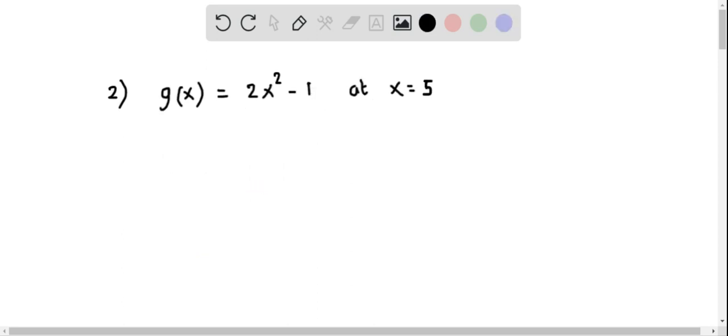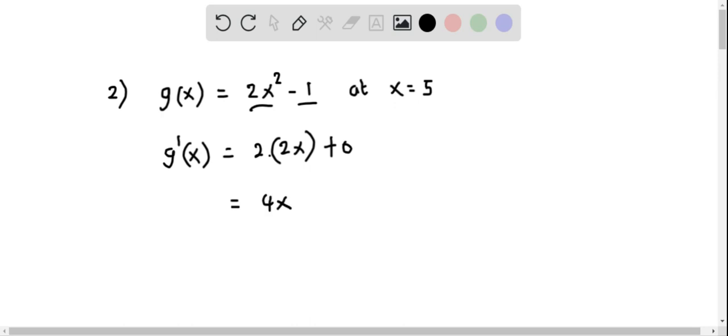Now let's do question 2. Here we find the derivative of g of x at x equal to 5. So we find the derivative of g of x, written as g prime of x, and this equals, we should find the derivative of 2x squared. So first I put this constant 2 and then find the derivative of x squared, which is 2x when we use the power rule, and the derivative of negative 1 is 0, so we put 0 here. And so basically this equals 2 times 2x, which is 4x, and this is the derivative of g of x.